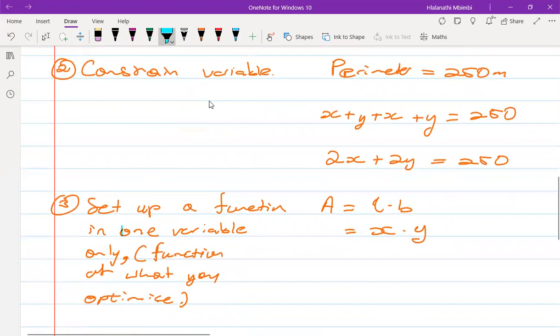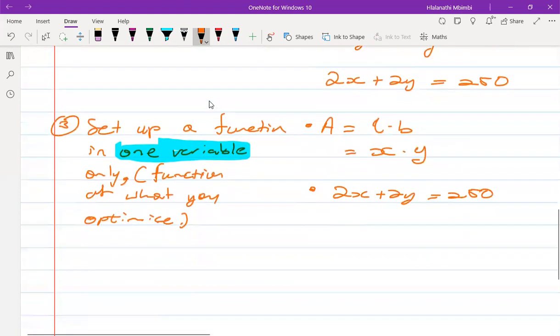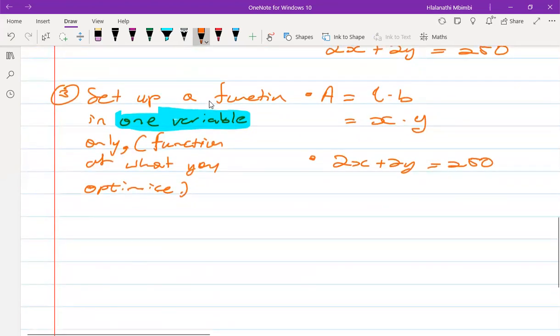Now I want you to note that they said of one variable, right? So we go to our constraint. We said our constraint was 2x plus 2y is equal to 250. So you can choose here: if you want your area to be a function of x, such that it changes with x.